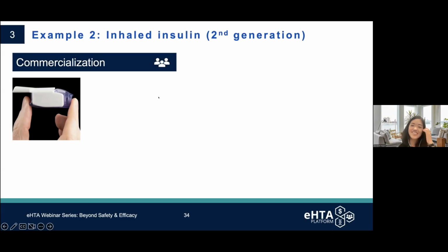Also, yes, it seems that the product is less cumbersome than your first generation inhaled insulin. But as you guys may have noticed, there is a huge gap between the approval of the first one and this second one, right? Like it took them 8 years to get approval. And in the meantime, other companies were also developing their own technology to help patients with diabetes, right?